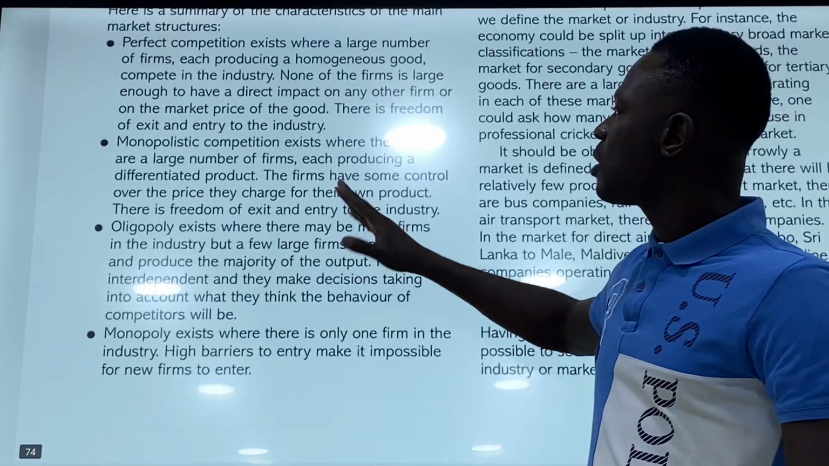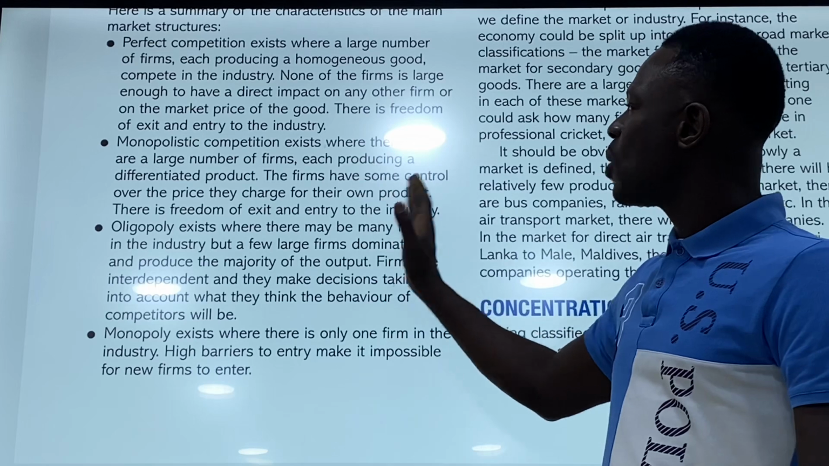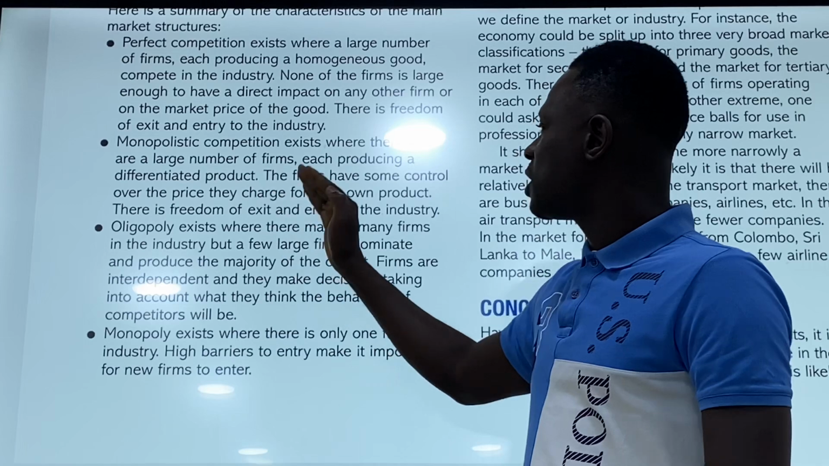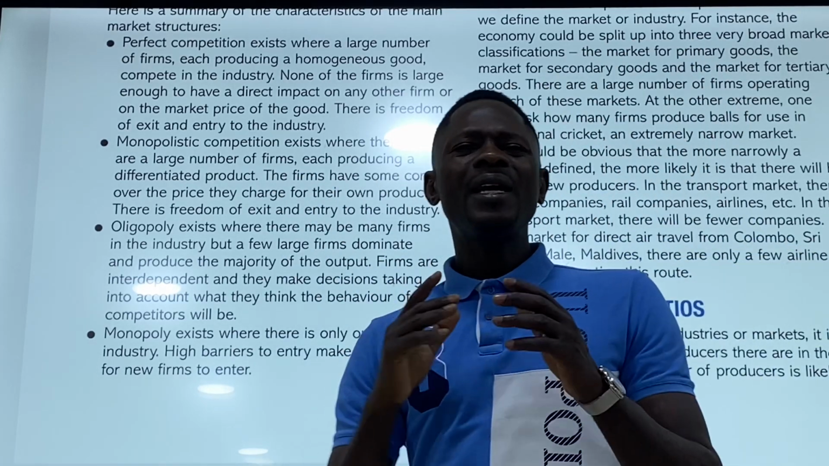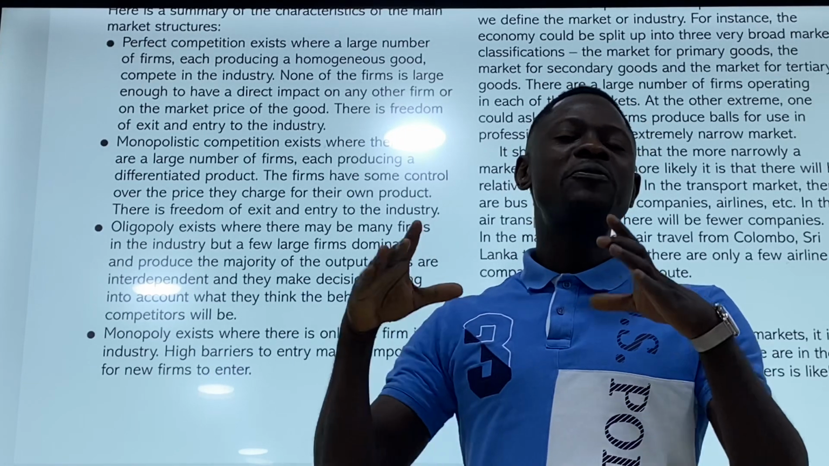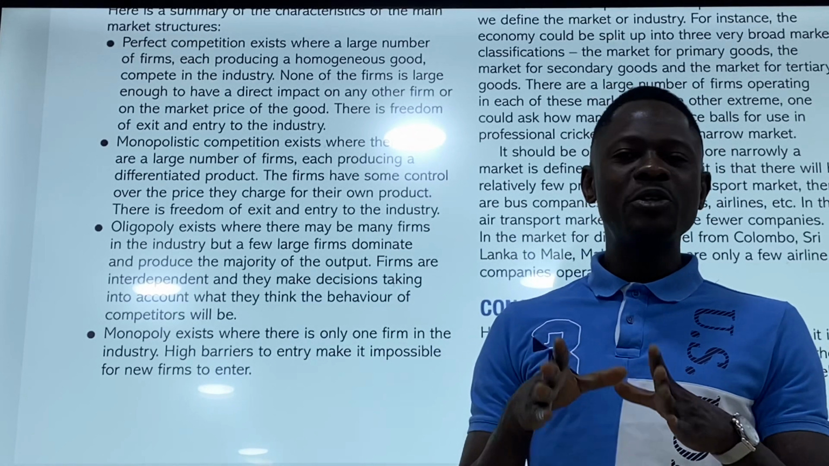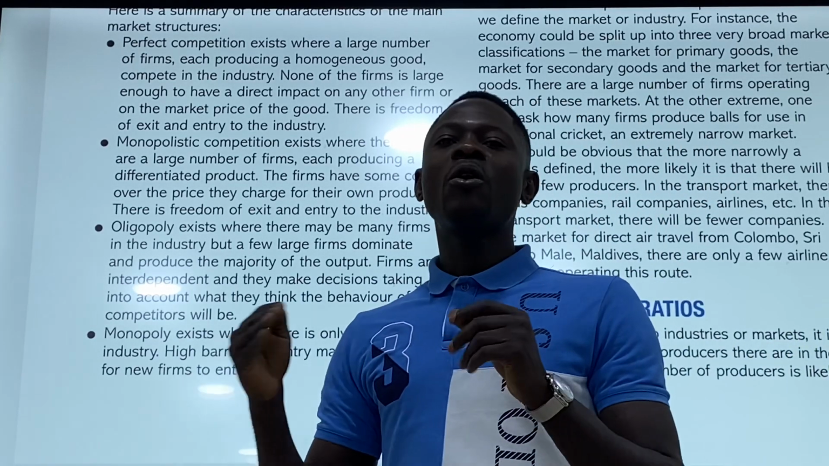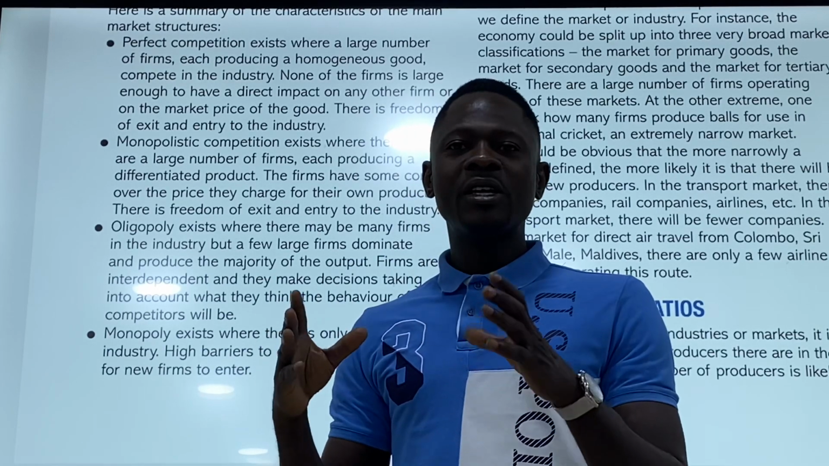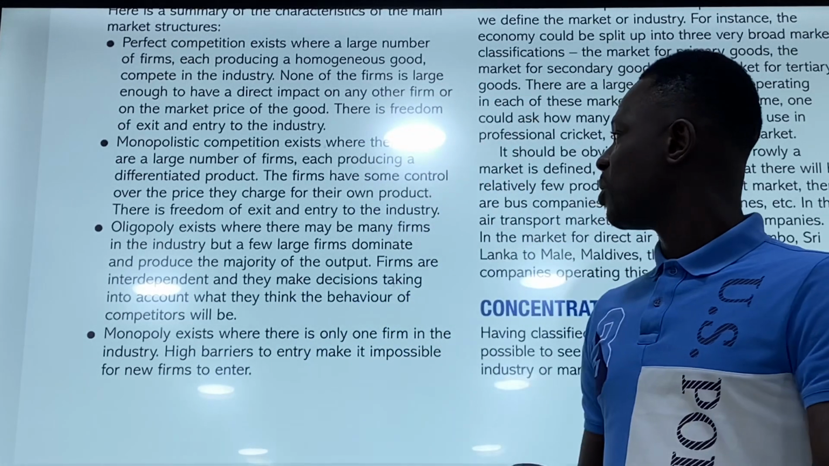Then we have monopolistic competition. Why do we call it monopolistic competition? We call it monopolistic competition because it exists where there are large numbers of firms, each producing differentiated products. The firms have some control over the price they charge for their own products. The market is large, but each firm produces differentiated products. They do not produce almost the same product. They produce products that are slightly different from one another, and they have power to decide whatever price they want to charge because they are not producing almost the same products.